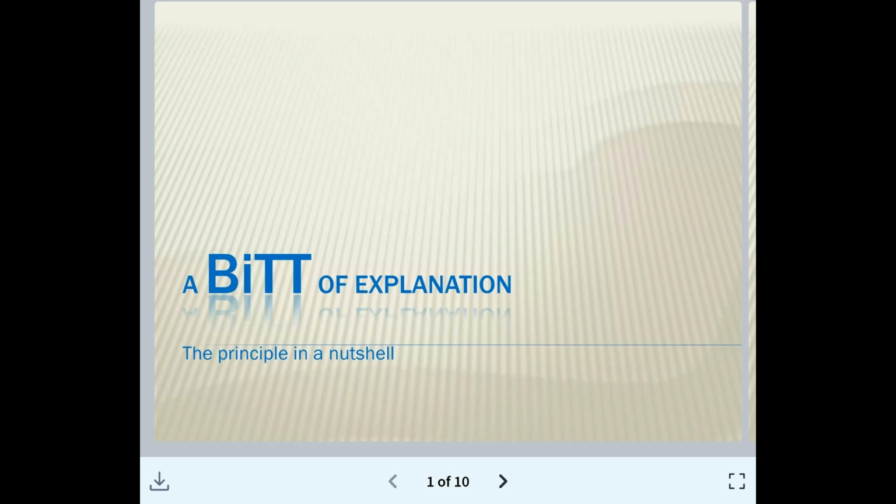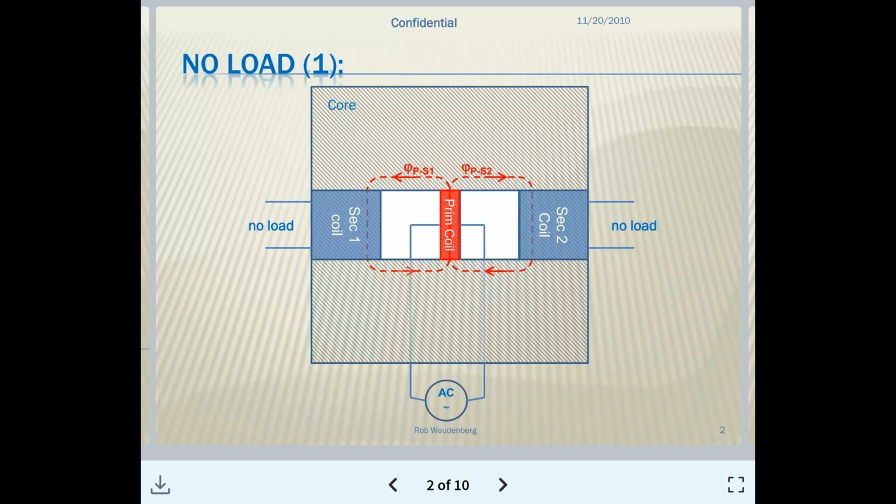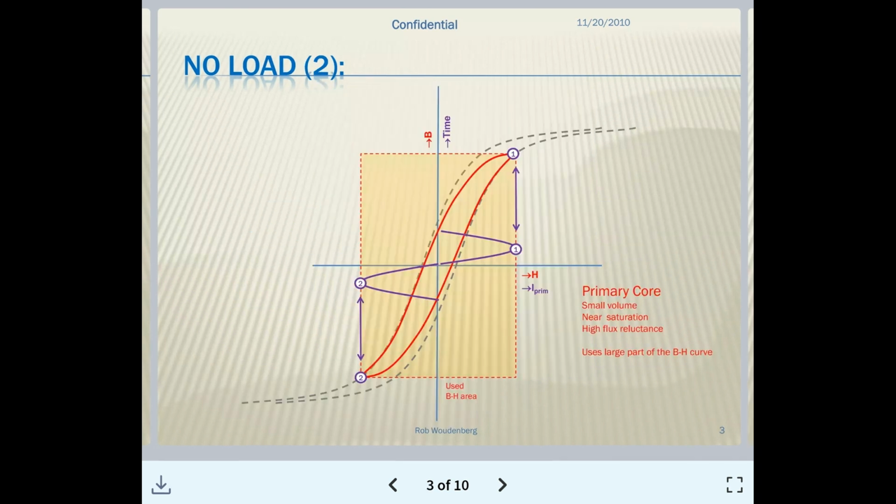A by TTOF explanation. The principle in a nutshell. Rob Laudenberg. Primary coil, sector 2 coil, sector 1 coil, PS2, PS1, AC, no load 1. Confidential, November 20, 2010. 2 core. No load 2.